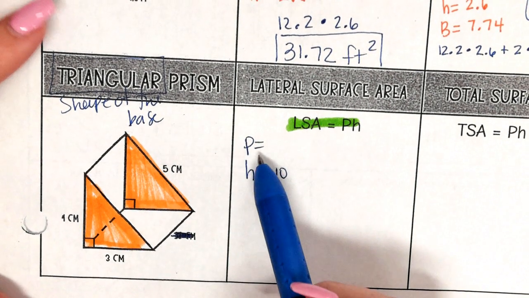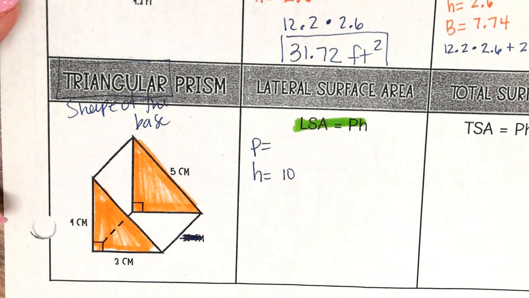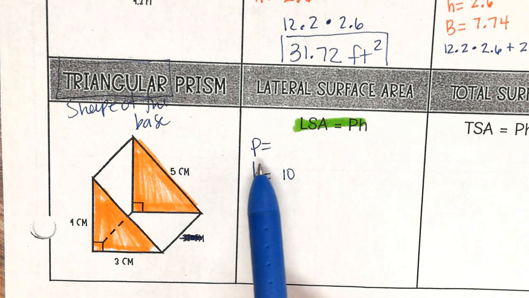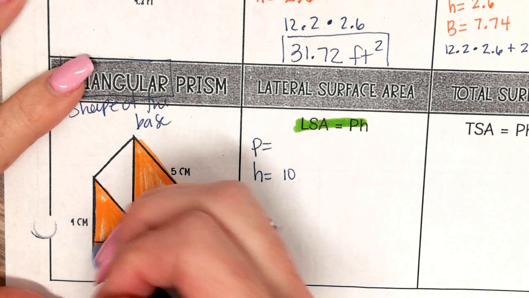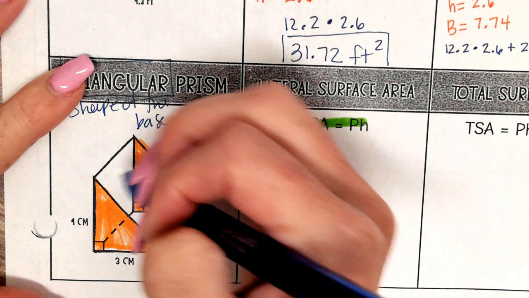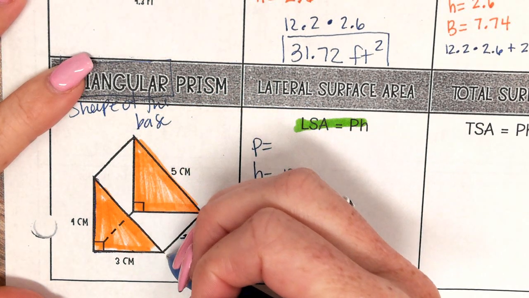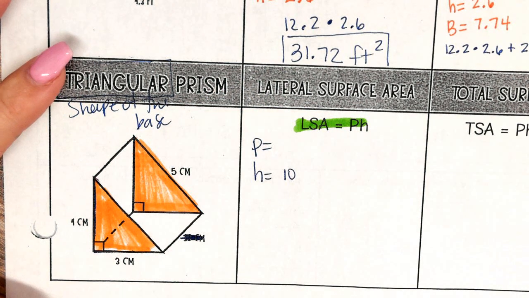All right. How do you find P, perimeter of anything? Add the sides of what? It's capitalized, so we're only talking about the base. So I'm going to add 4 plus 3 plus this missing side. What is this side? 5. So what's 4 plus 3 plus 5?